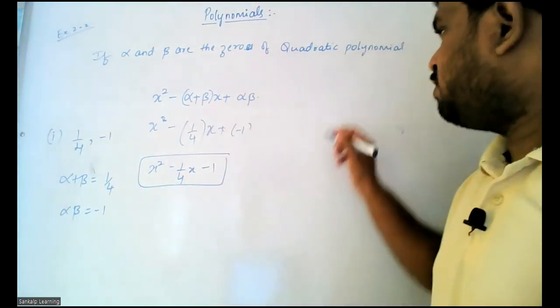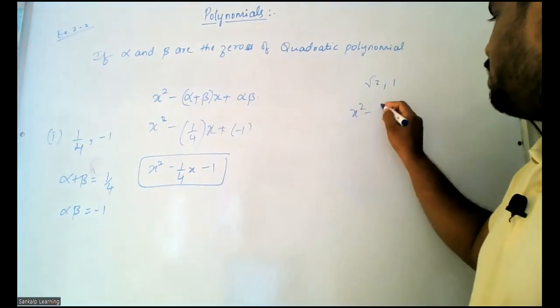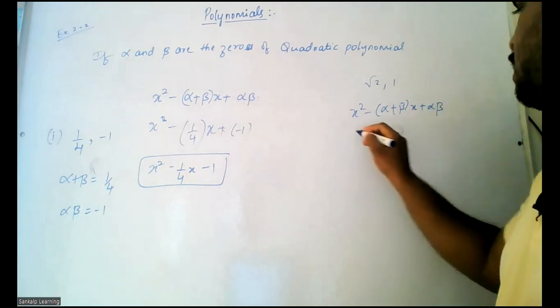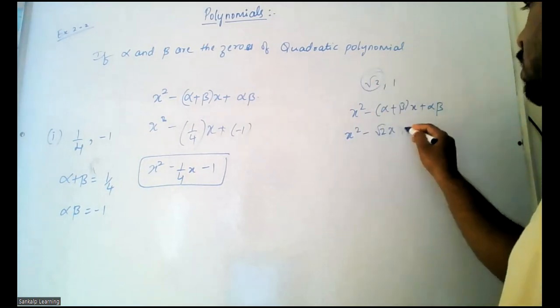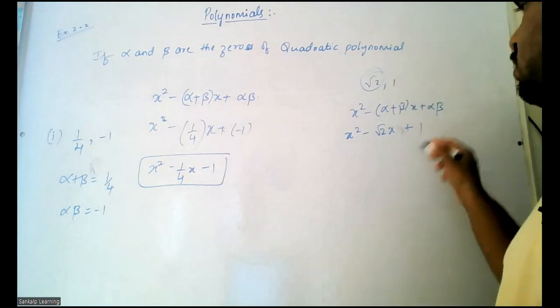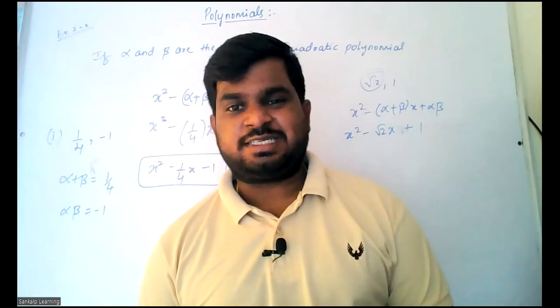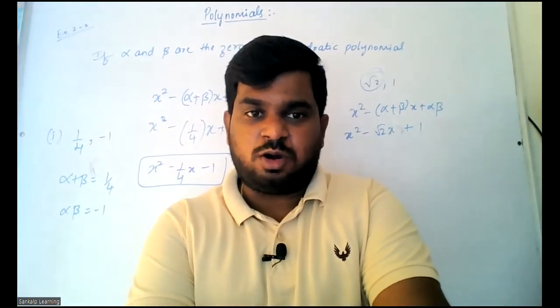In the next question, if you observe, the numbers are root 2 and 1. So what is the formula? X square minus alpha plus beta into x plus alpha into beta. So x square minus alpha plus beta, which is root 2. Substitute here. And what is alpha beta? 1. Substitute. That's it. So this is our quadratic polynomial. This exercise is very, very easy. You can complete the remaining problems on your own.